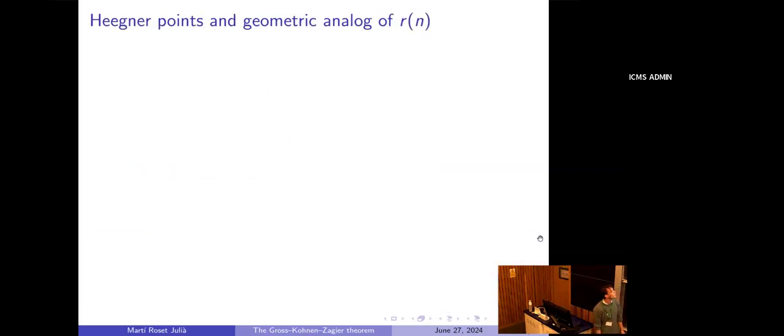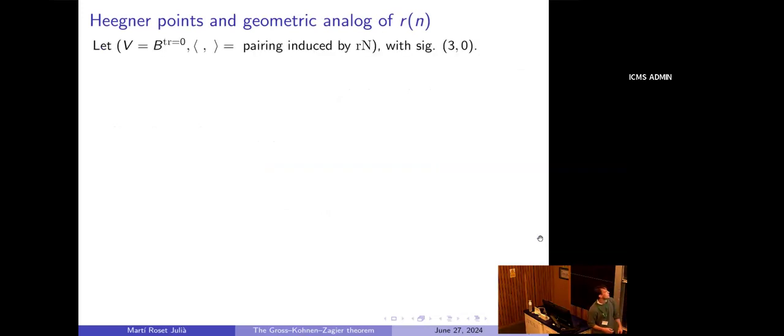Now what I'm going to do is describe to you this collection of special points called Heegner points via the p-adic uniformization. This is what will lead to our analog of the RNs. It is useful to write things in terms of this quadratic space V made of the trace zero elements in the quaternion algebra, where the pairing is induced by the reduced norm. This is a quadratic space of signature (3,0), because our quaternion algebra was definite.